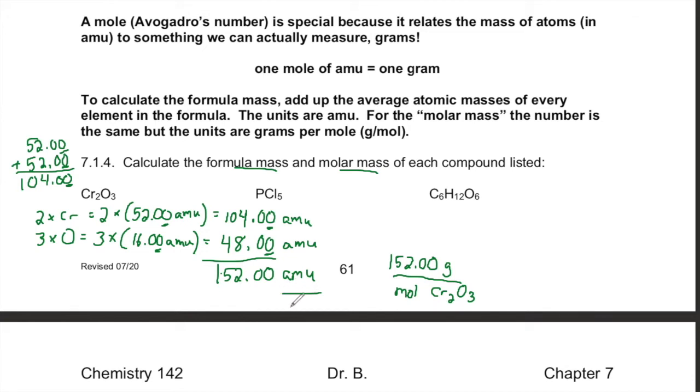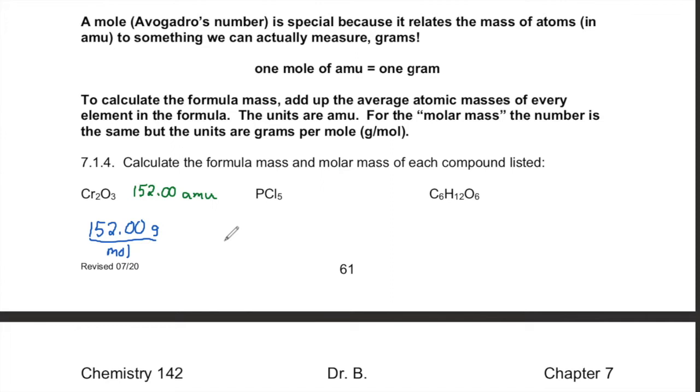Every unit, I don't want to call it a molecule because it's ionic, but every piece of 2 chromium atoms and 3 oxygen atoms weighs 152 AMU. So our formula mass here is 152.00 AMU for just 1 unit of this formula. And our molar mass is 152.00 grams for every mole of the compound.